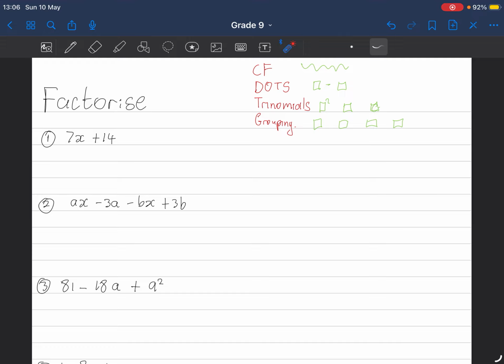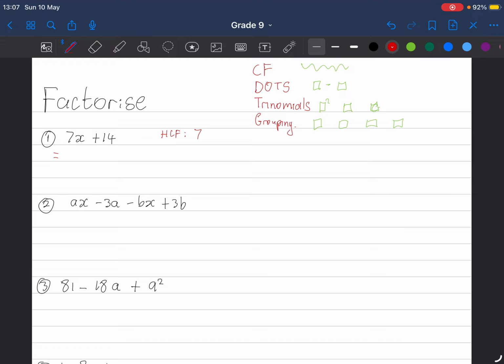The first one is 7x plus 14. If we look at our characteristics, it doesn't fit trinomials and grouping. There are two terms, but for dots there is supposed to be a minus. We have a plus in the middle, so it's not dots. Common factor means that there should be a common factor either between the numbers and/or the variables. In this case, 7x and 14: the number 7 and the number 14 have a highest common factor of 7. 7 fits into 7x and into 14.